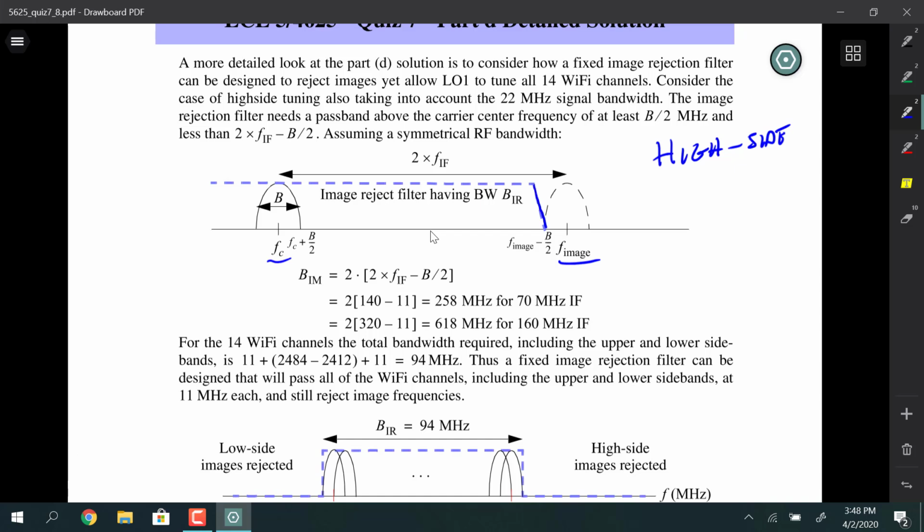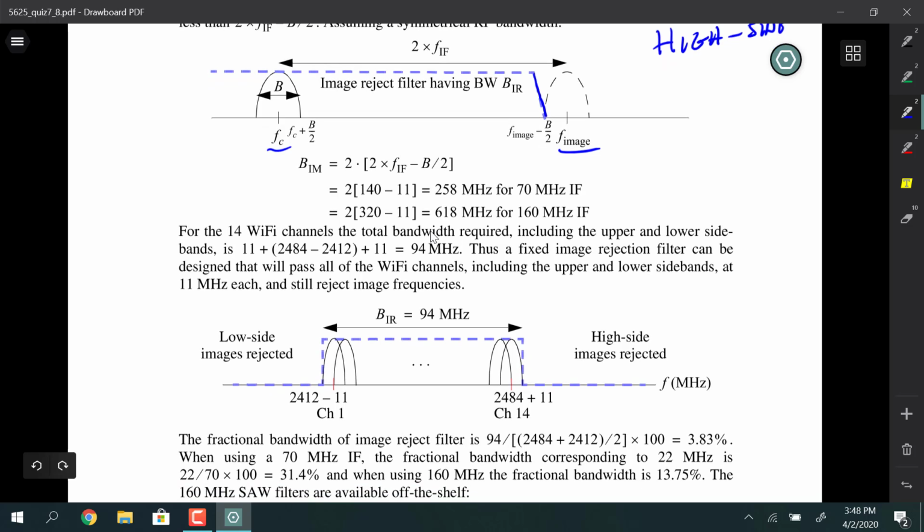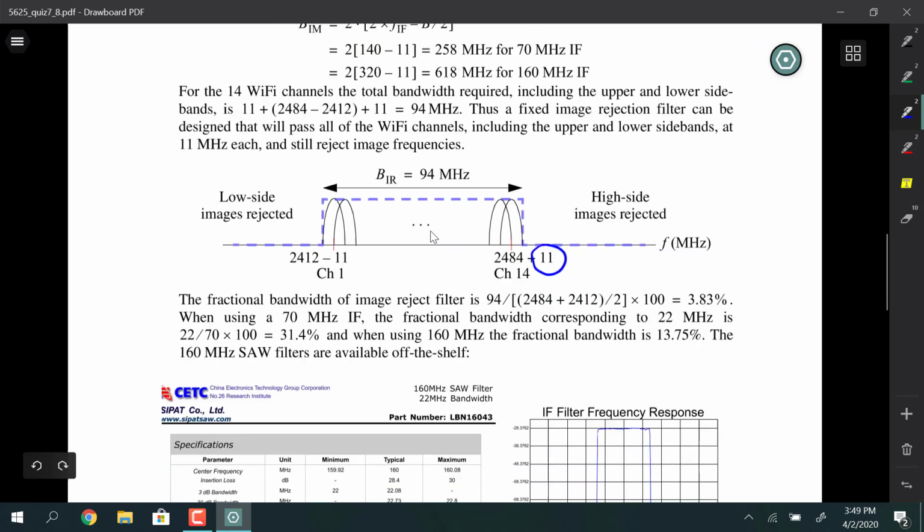bandpass filter, so that it doesn't let that image in, but then it needs to be able to handle signals over the entire bandwidth. So it's going to be some sort of a bandpass filter, and that's what I showed down below here. Actually, this is low side, high side. So if you design a bandpass filter, you can just have it cover the Wi-Fi channels, and it turns out, taking into account the 22 megahertz, which half of 22 is 11, so that's why the 11 shows up in here. A 94 megahertz filter can do that.